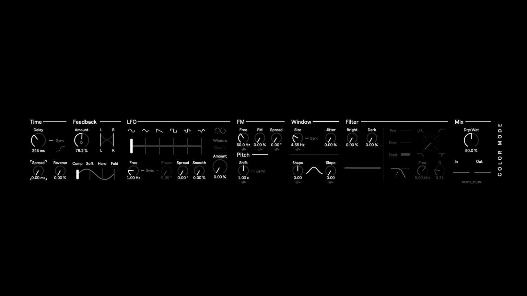Next to time, we have feedback. You can set the amount of the signal being fed back into the delay chain. Right next to it is the routing matrix, which lets you route the left signal to the right and vice versa, and create those stereo delay effects. Underneath we have the different kinds of clipping and compression of the signal inside the feedback chain.